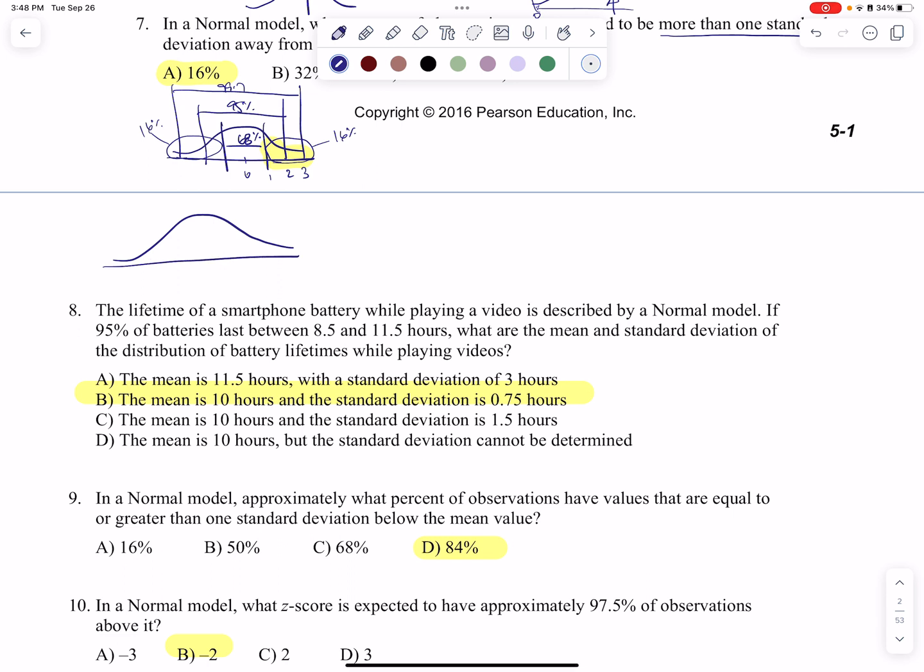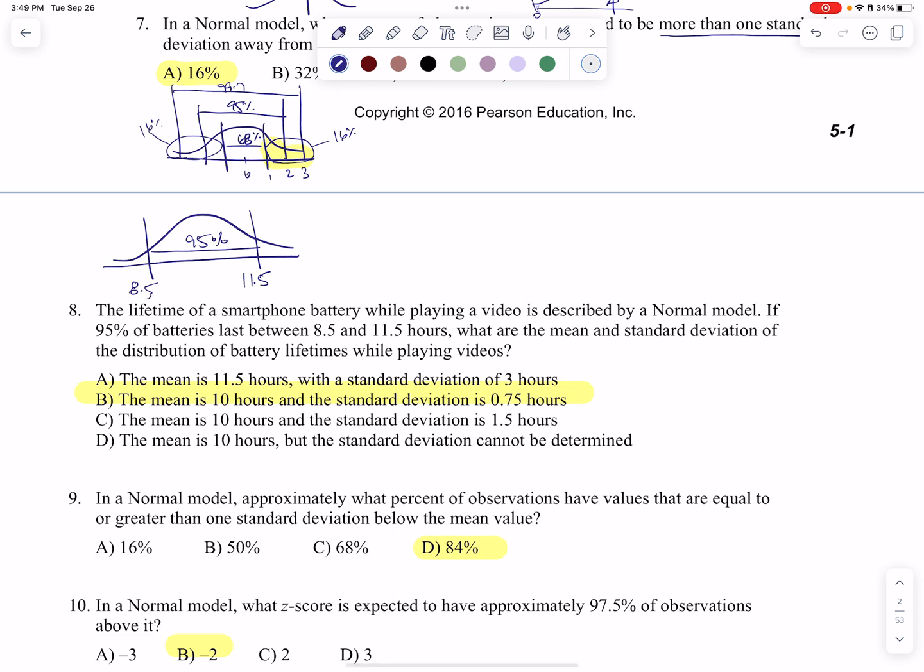So for this one, it says the middle 95%. So that's what you know. And you know that this value is 8.5 hours and this value is 11.5 hours.